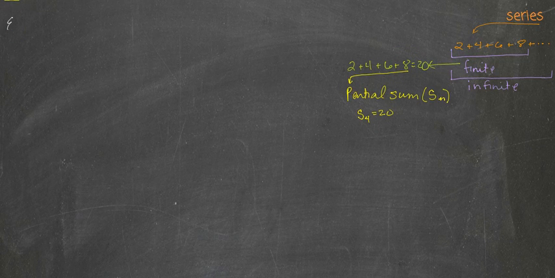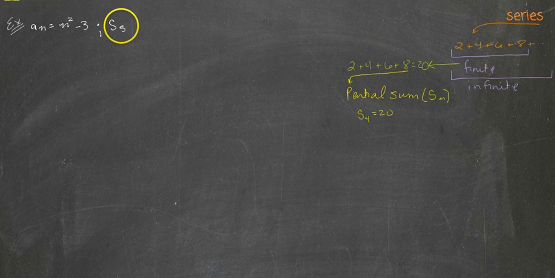So let's do an example of a partial sum. Calculate one. We want to find the 5th partial sum of the series defined by the formula a sub n equals n squared minus 3. And we want to find S sub 5. So a sub 1, let's start there. This is an explicit formula, which means I can just calculate each one.